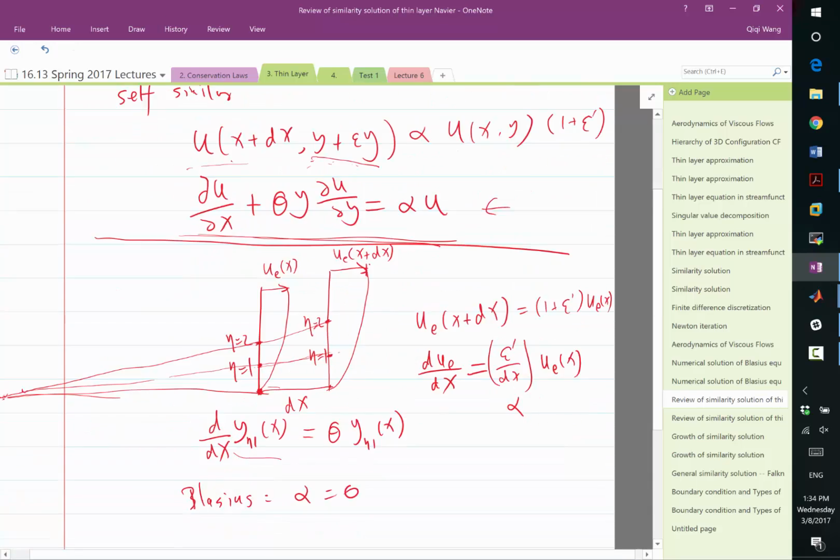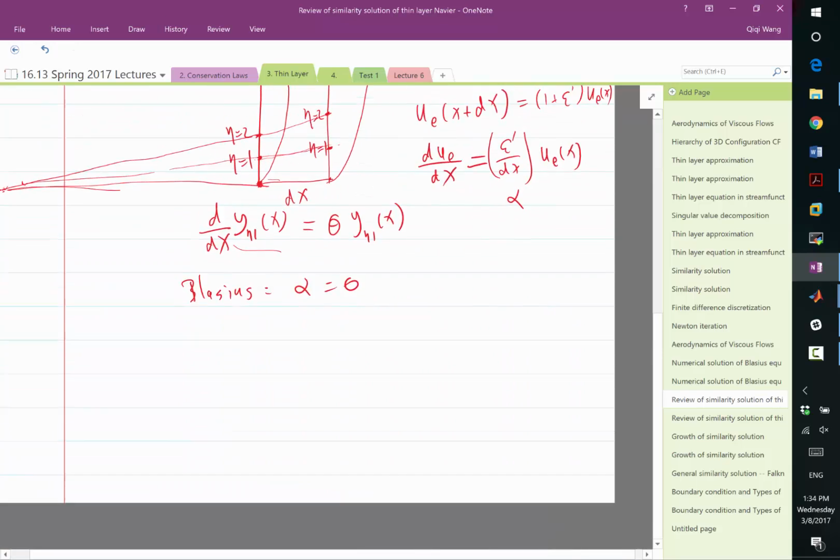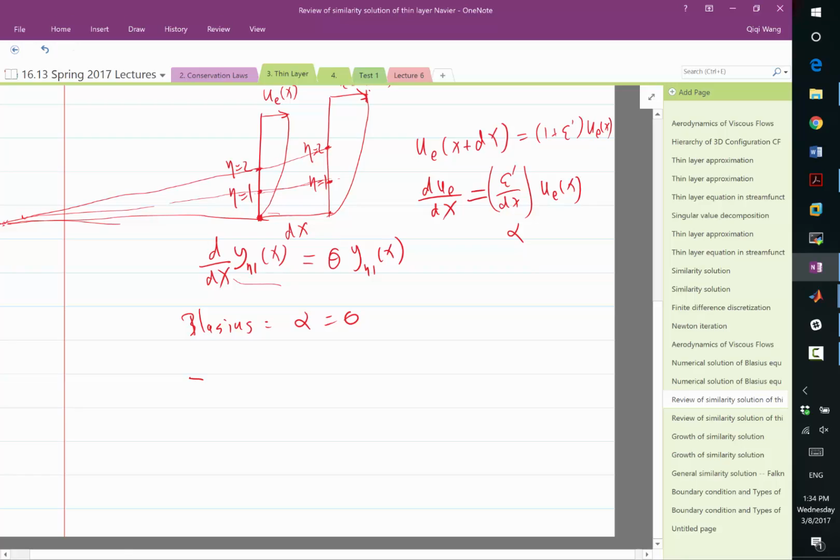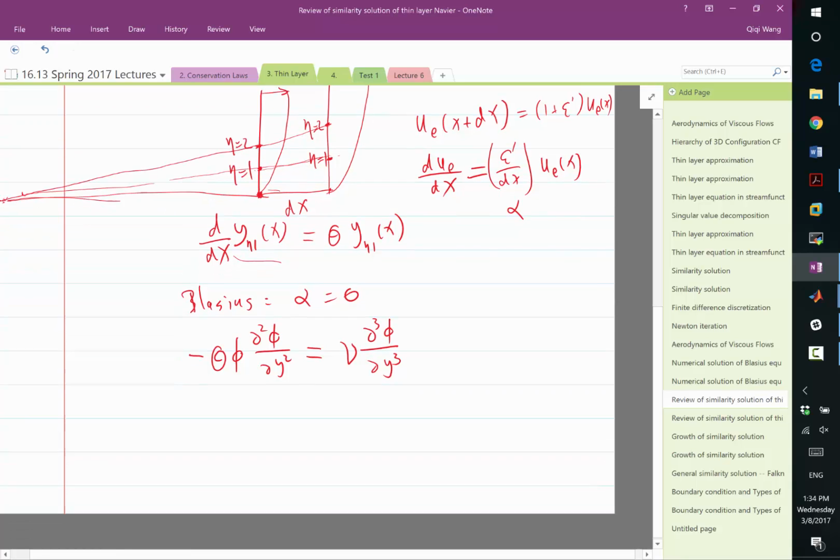So minus, so all the left-hand side, the convective term is going to reduce to minus theta times phi times the second order derivative of phi in y. The right-hand side, the viscous term, assuming nu is uniform, is going to reduce to nu times the third order derivative of phi. Okay.